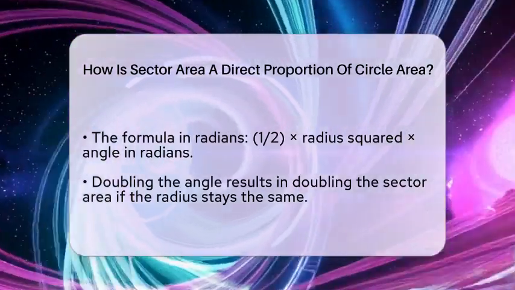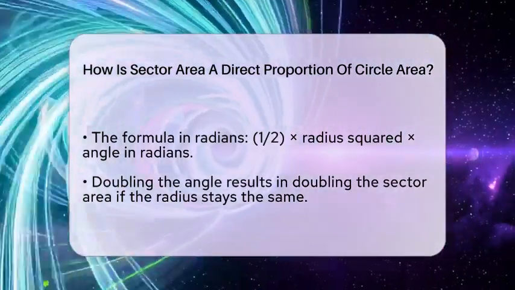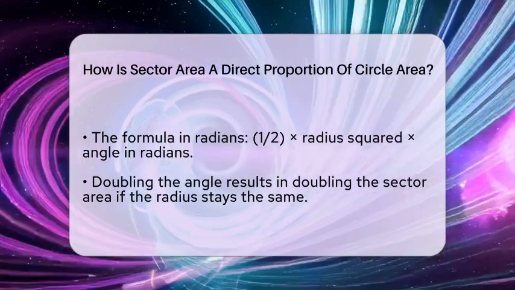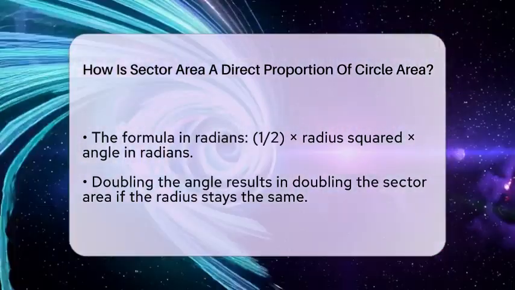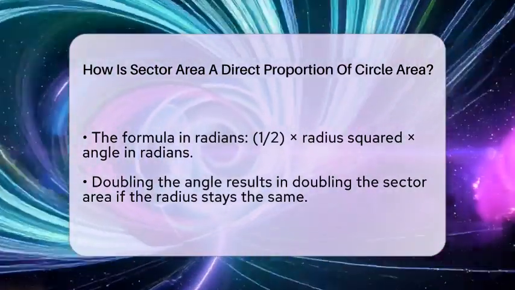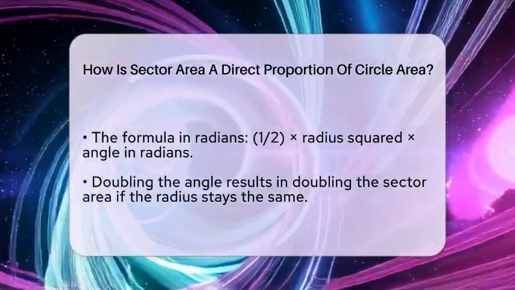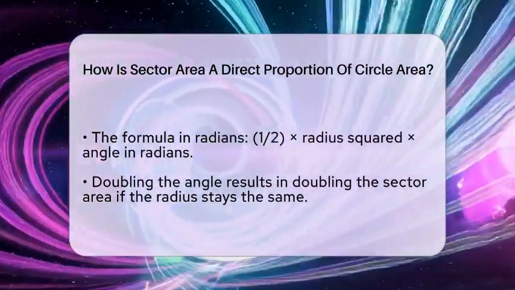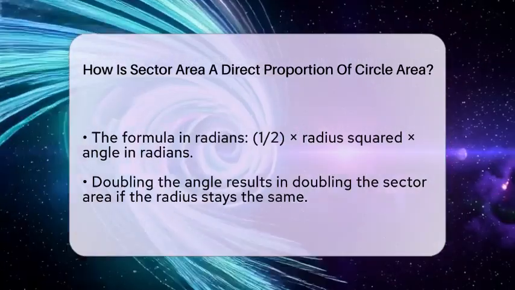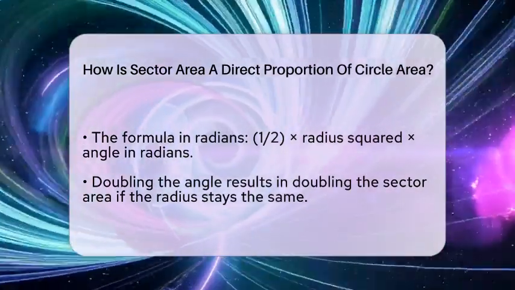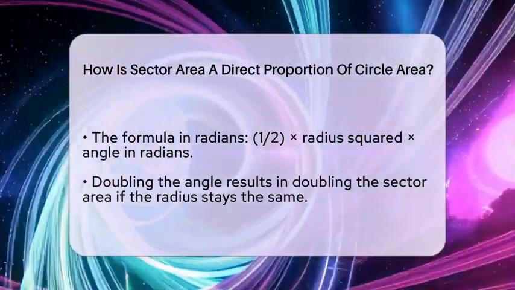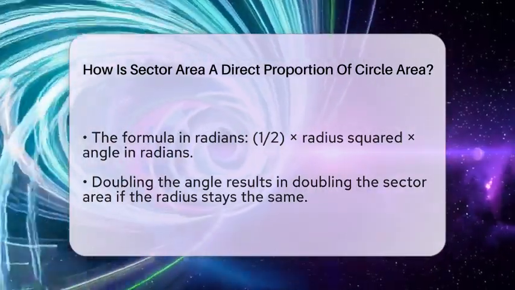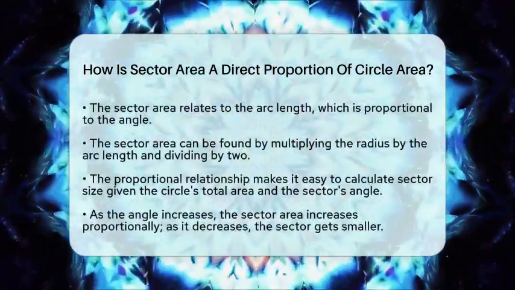For example, take a circle with a radius of 10 centimeters. Its total area is 100 pi square centimeters. If you look at a sector with a 90-degree angle, which is a quarter of the circle, the sector area is 1/4 of the total, which is 25 pi square centimeters. This confirms that the sector area is directly proportional to the circle's total area because it is just a fraction based on the angle.